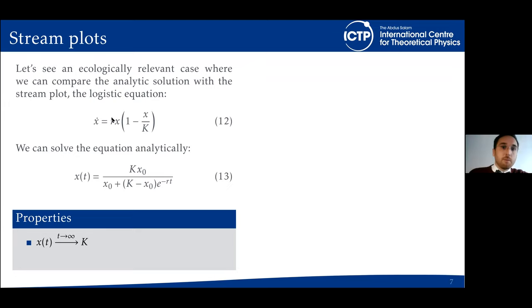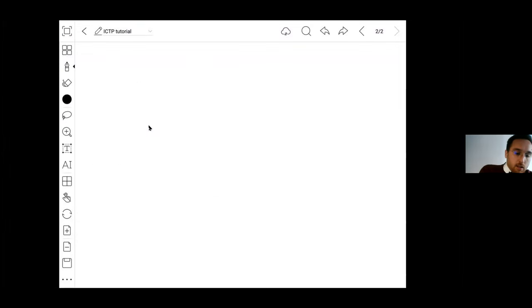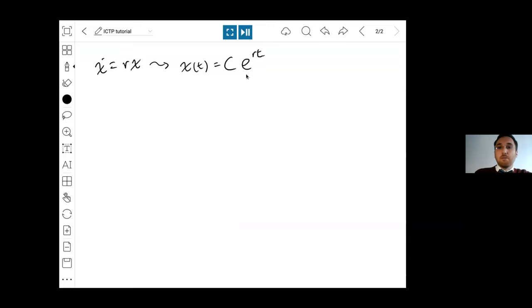Yes, of course. Basically, the biological meaning of r is the growth rate of the species. If we didn't have the quadratic term, if we had only this equation here, the solution would simply be a constant times e to the rt, would simply be an exponential. So in this case, we would have a population growing exponentially.